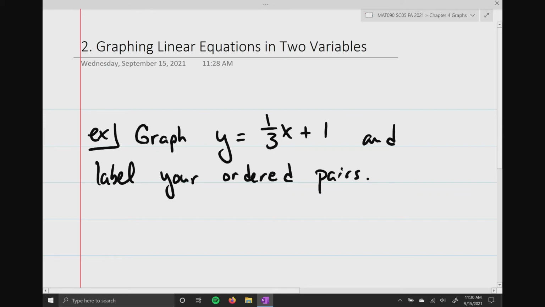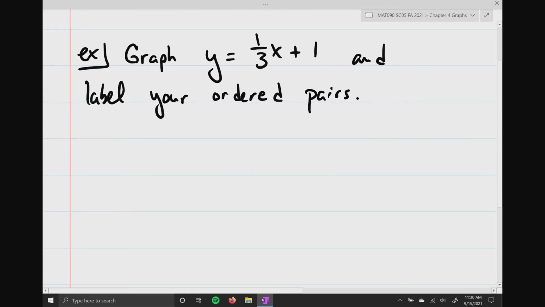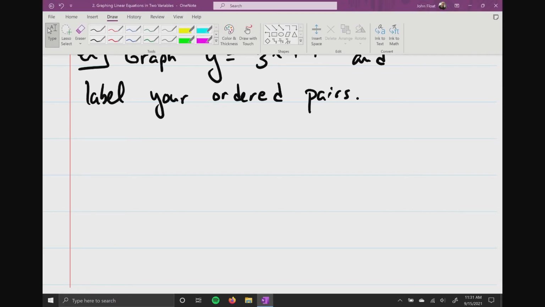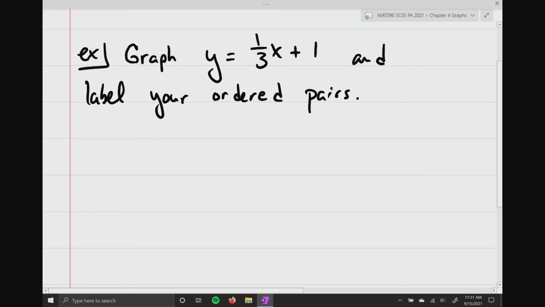All right, so we're going to graph y equals 1/3 x plus 1, and then we're going to label the ordered pairs. Okay? So to do this, you need to create a table. How many points do we need to form a line? Any question or any idea? Two. I agree, Sydney. You need at least two. But it's always good to have how many? Three. It's always good to have three.